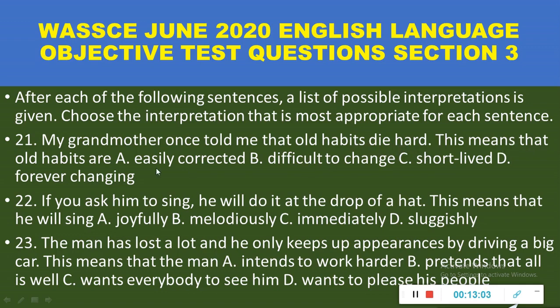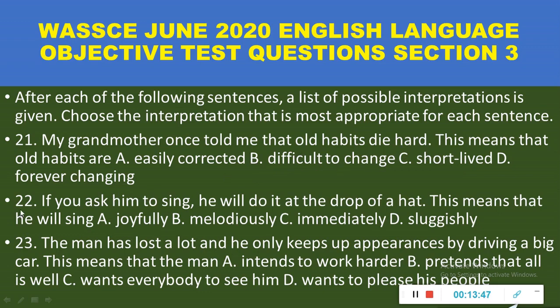Now, with this in mind, let's look at the options. A, easily corrected, certainly not, because if it's easily corrected, then there will be nothing hard about it. Then B, difficult to change. That actually is the correct thing. C, short-lived. If it is short-lived, it means you can easily do away with it, or time will just make it pass by. But when it dies hard, it is there no matter what you do. Then D, forever changing, also is not the meaning. So the correct option is difficult to change.